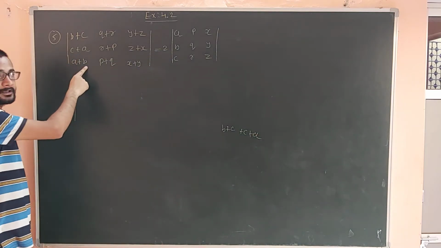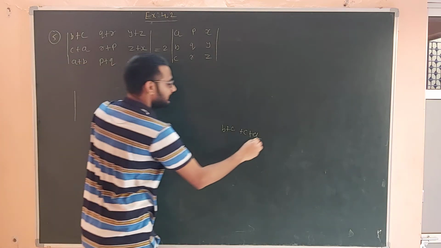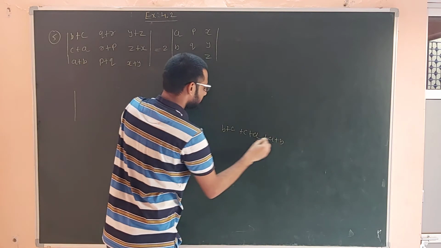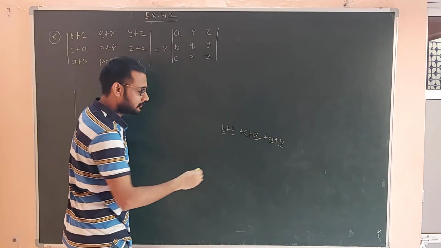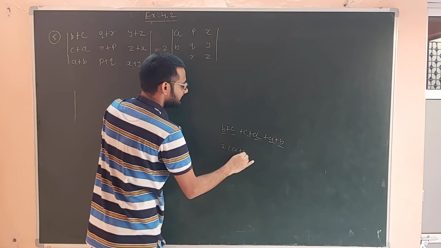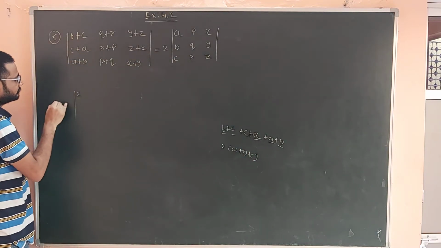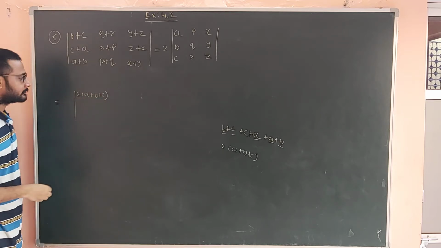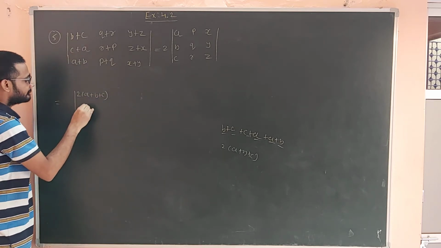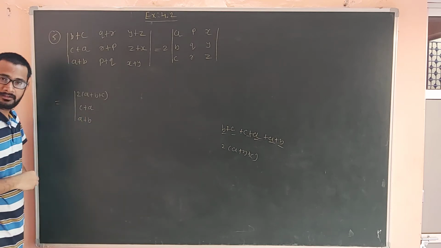Again, I multiply A plus B with 1 and add into the B plus C. Then here A plus B. So here A 2 times, B 2 times and C 2 times. So we can write 2 into A plus B plus C. Then C plus A as it is, A plus B also as it is.